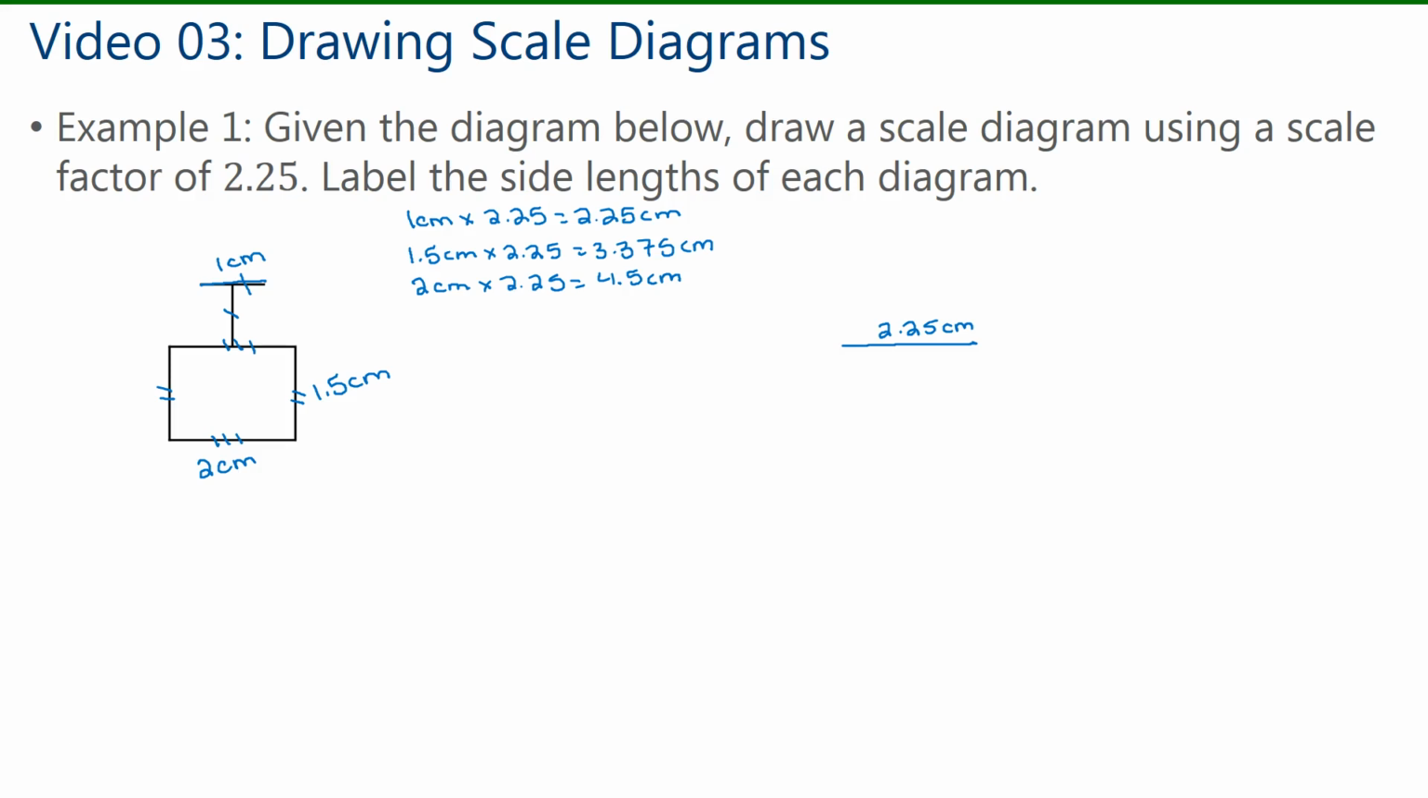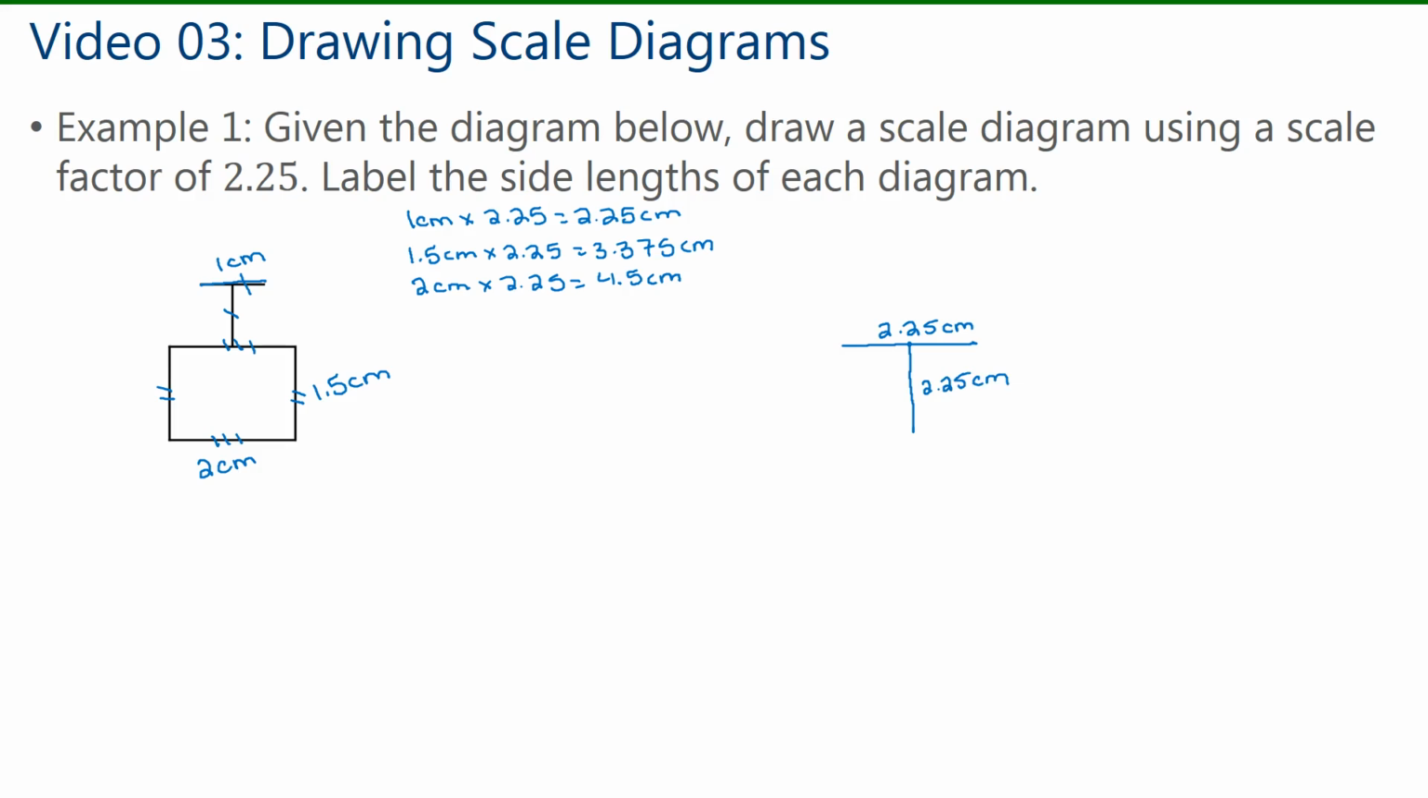Now since our side lengths need to correspond, I need to find the middle of this line in order for me to draw the vertical line down. Now the halfway point of 2.25 is 1.125. So measure that on the ruler the best you can, 1.1, and then draw your straight line down 2.25 centimeters long.